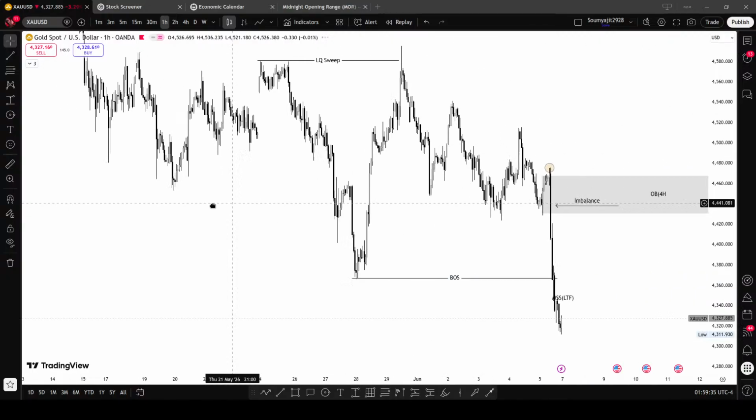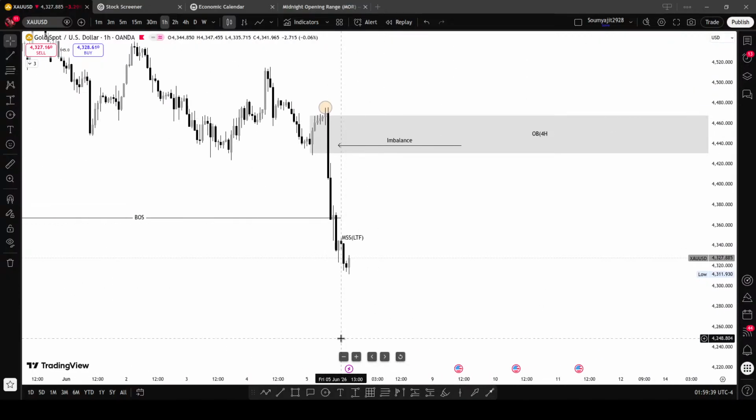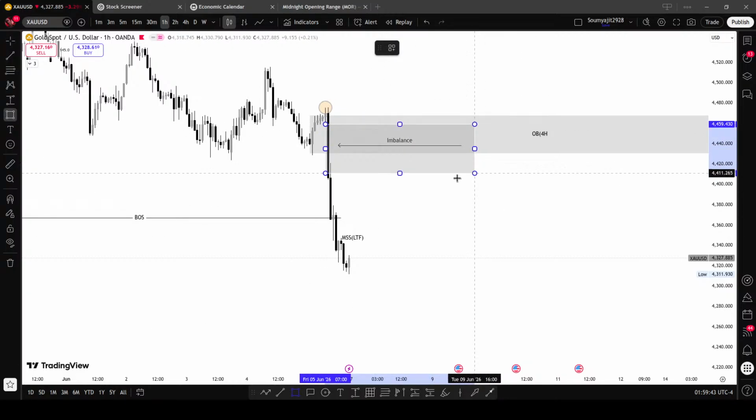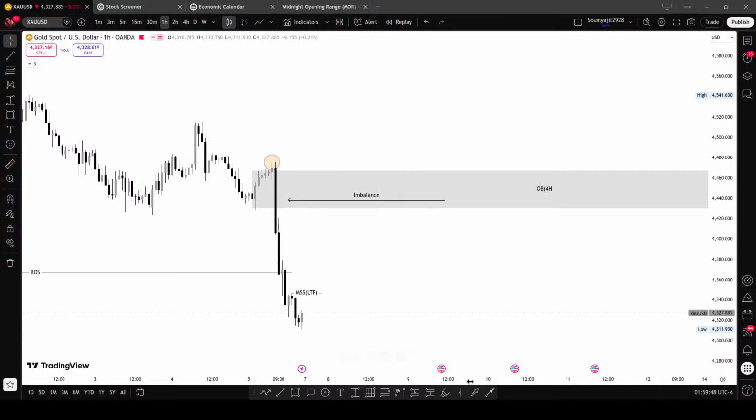And yeah, okay, so gold has this potential area, and we have some fair value gaps present here. I will not consider this once again, because this is not valid as per my rules.